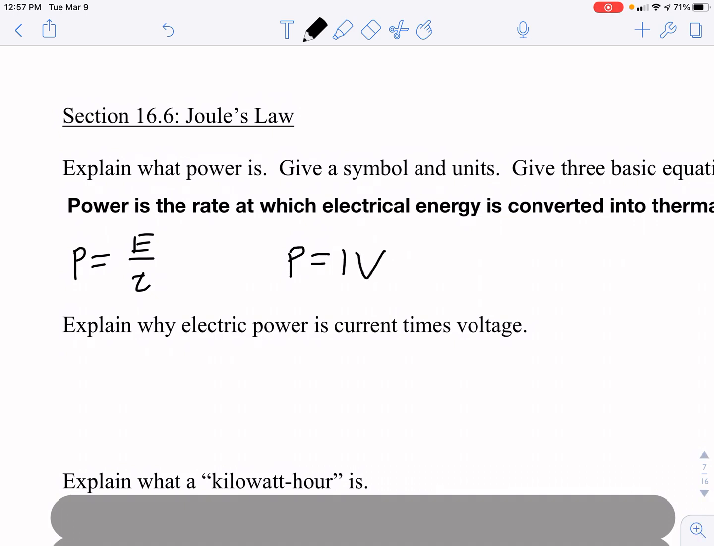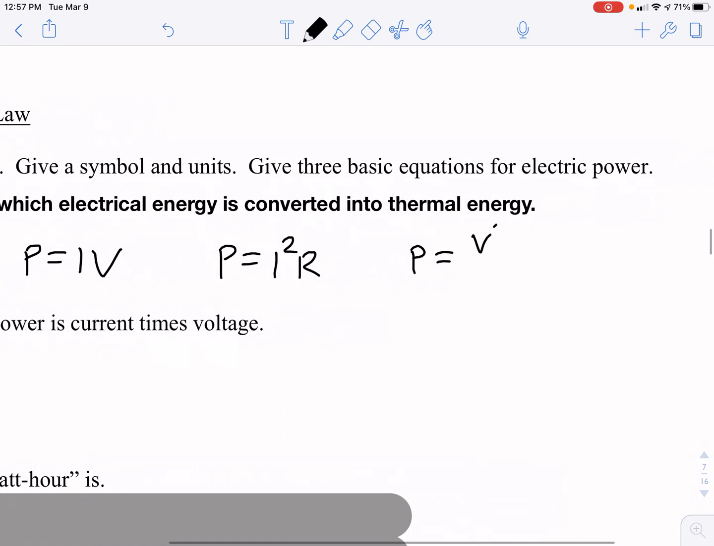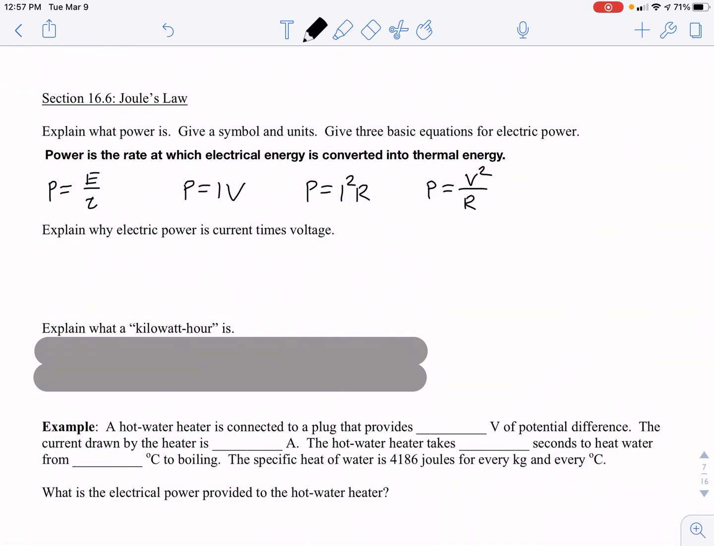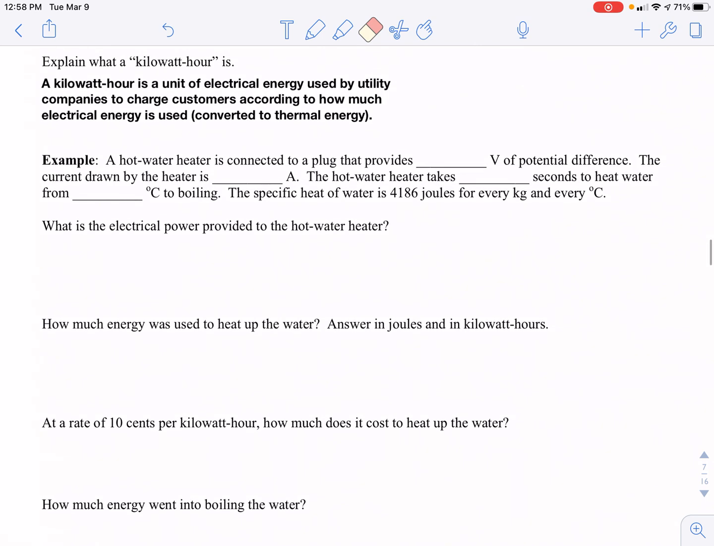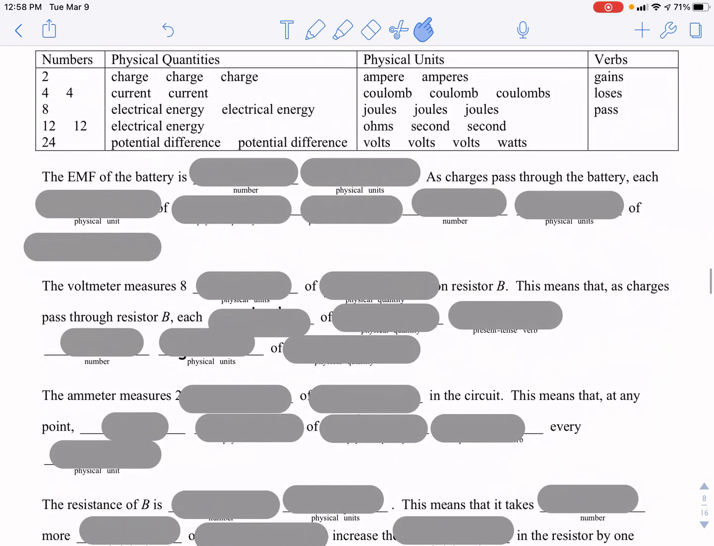P equals IV, power equals current times voltage. Power equals current squared times resistance. And power equals voltage squared divided by resistance. We will go over how we derive each of these in class. A kilowatt hour is a unit of electrical energy used by electric companies to charge customers according to how much electrical energy is used. We will go over this example in class together. We will also go over this example in class together.